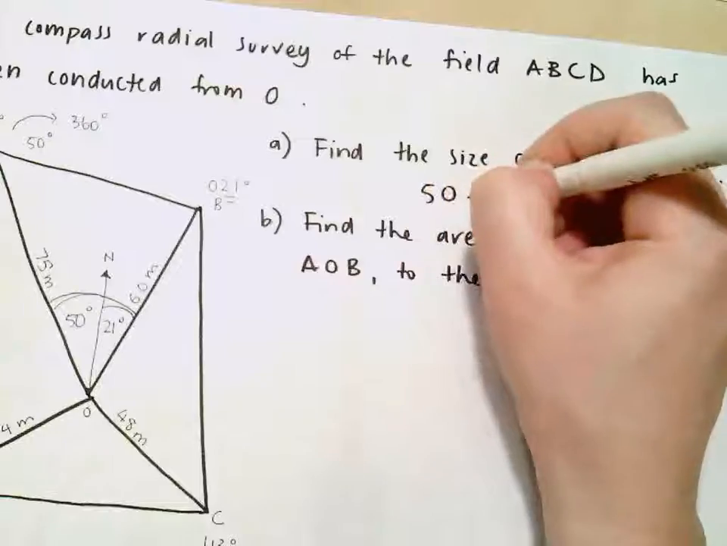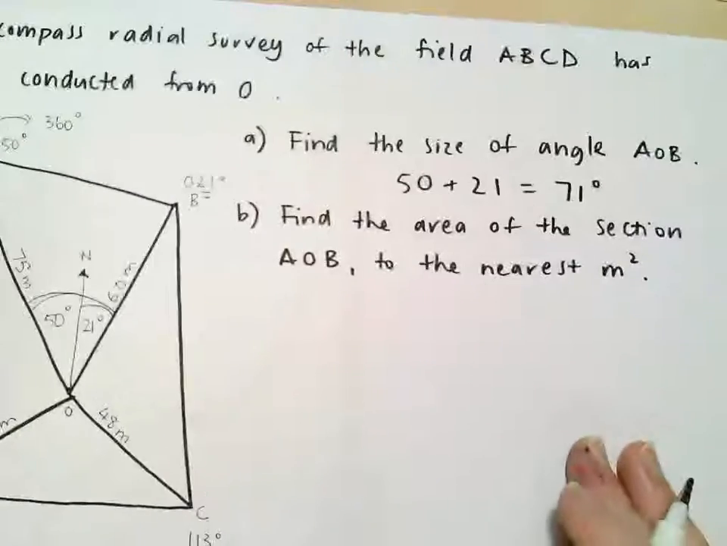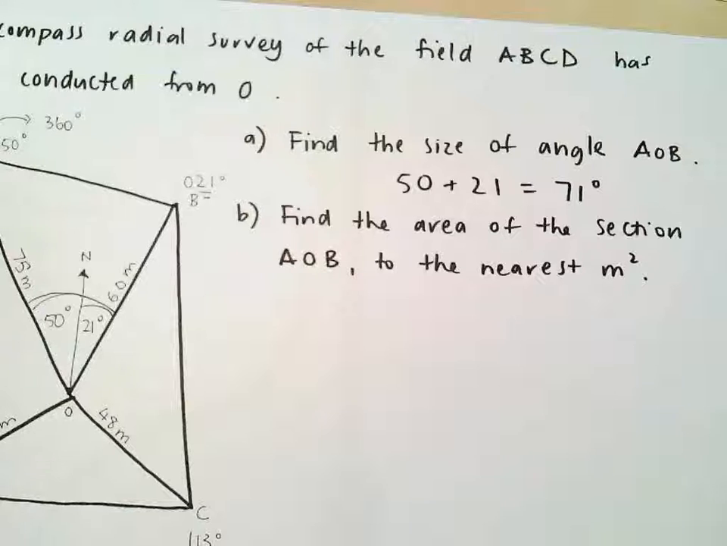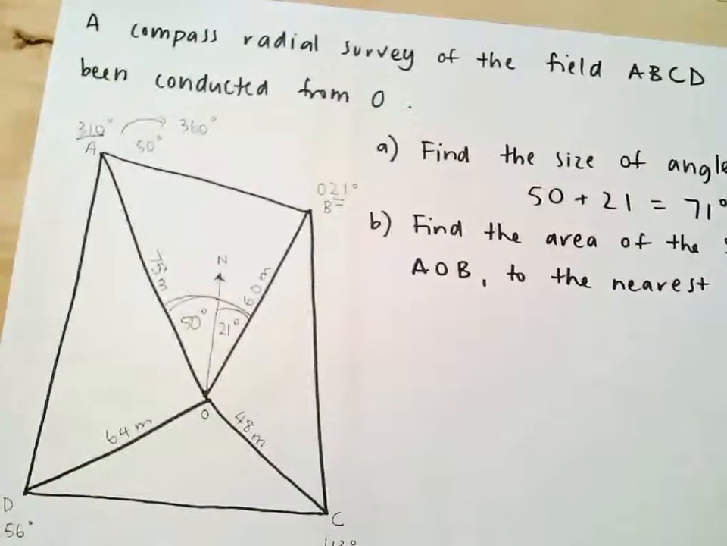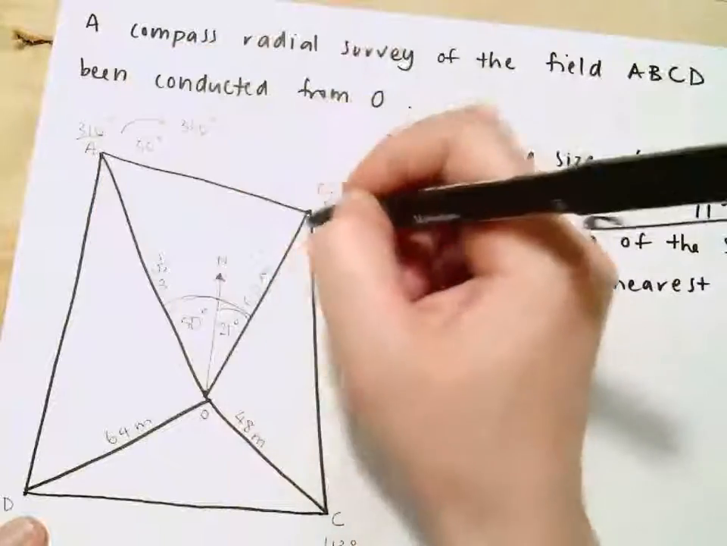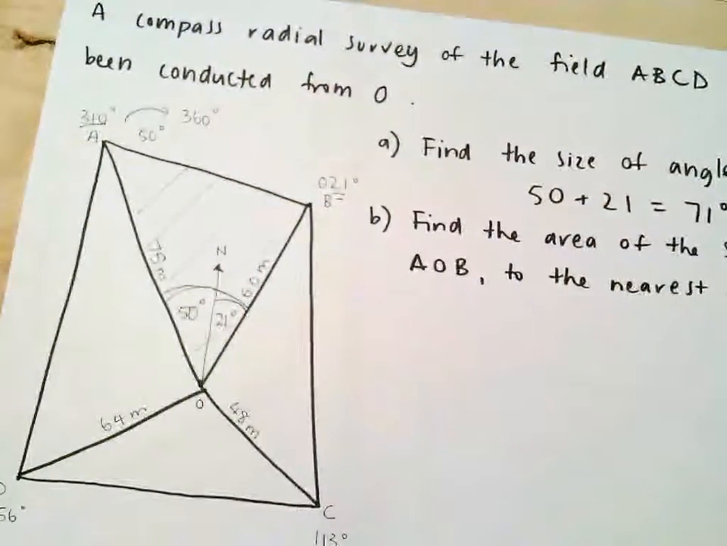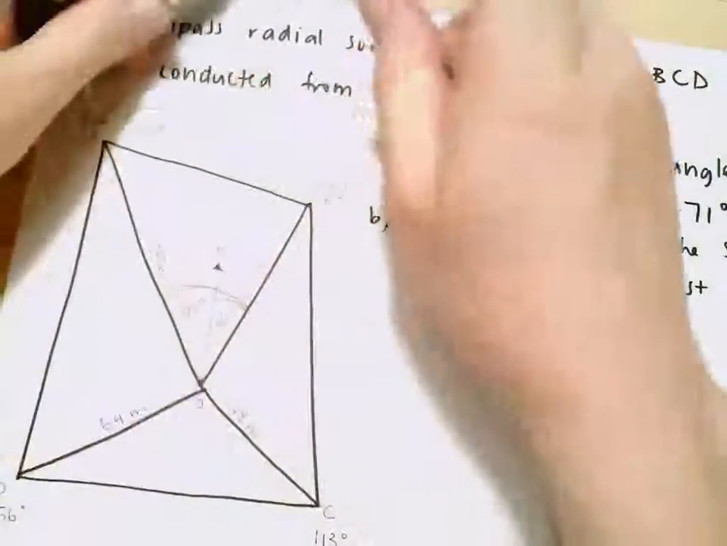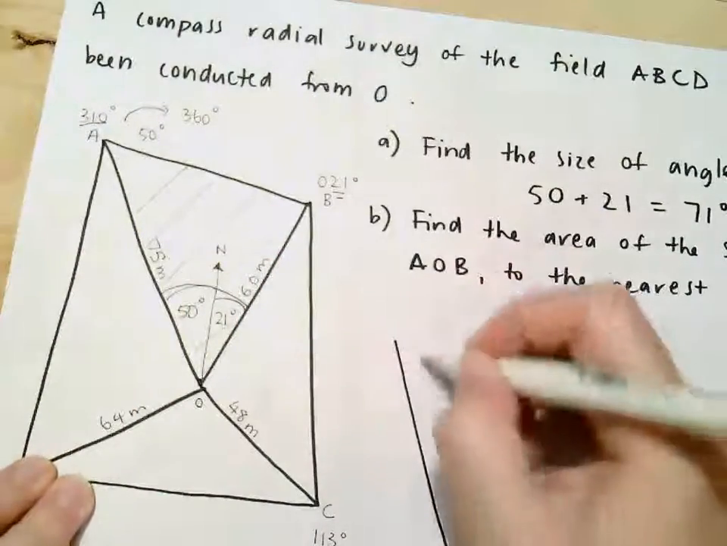50 plus 21. So it would be 71 degrees would be angle AOB. Alright, the next question says find the area of the section AOB to the nearest metre squared. So it's asking me to find this area here, AOB, that area there. So give that a go, remembering that it's probably easiest, actually I might just give you the heads up. So redraw that triangle if you're a little bit unsure.